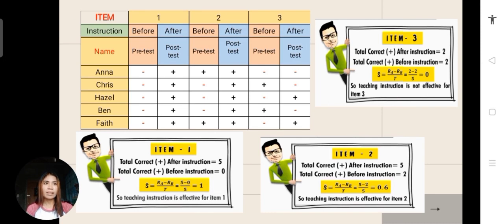This only entails how effective your strategy in teaching is for students. Hence, it connotes the idea that those items or those questions we made in each item need a remediation or need to be tackled again.